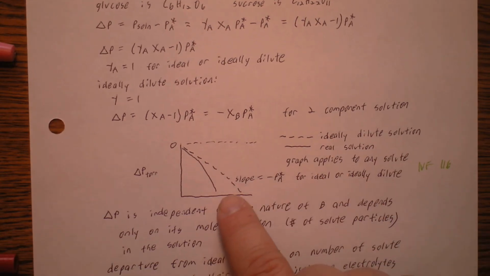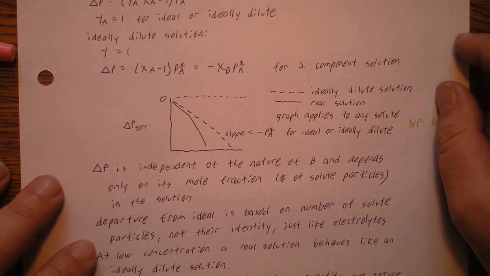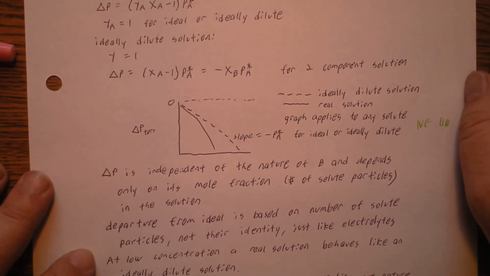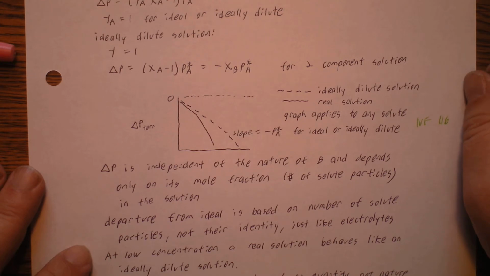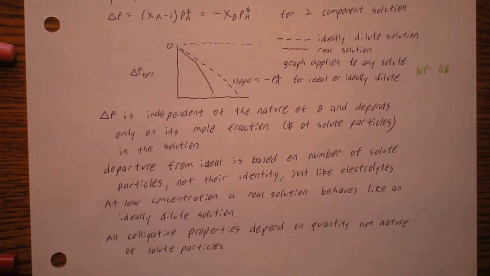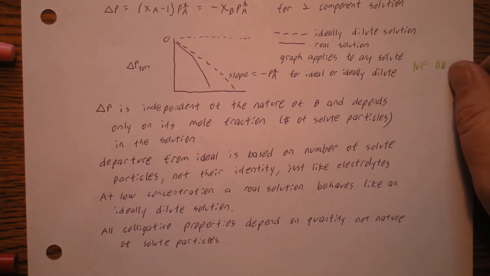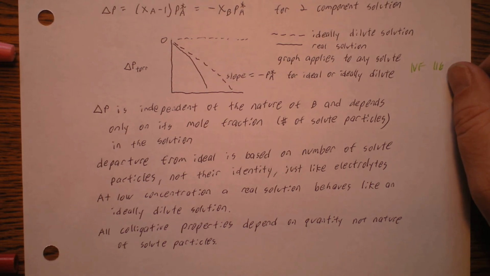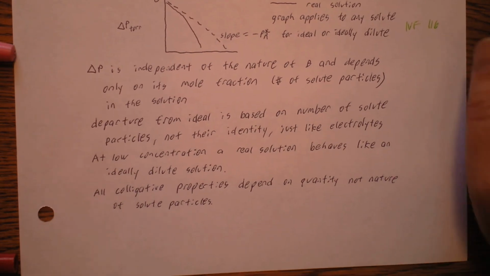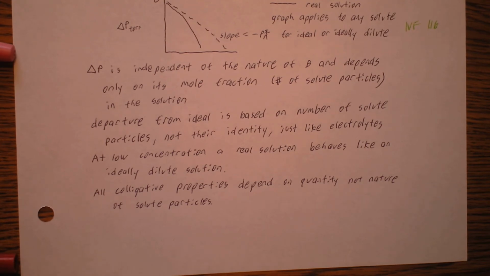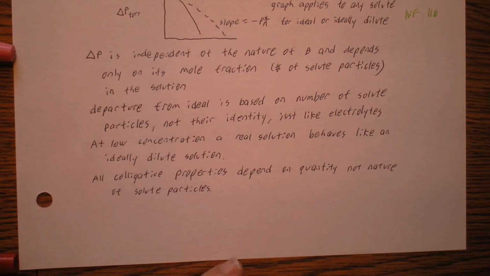So this graph applies to any solute. The change in pressure is independent of the nature of B, and it depends only on its mole fraction, the number of solute particles in the solution. Now, departure from ideal is based on the number of solute particles, not their identity, just like with electrolytes. Remember, with electrolytes, we showed how it broke into ions, and the more ions, the more deviation. At low concentration, a real solution behaves like an ideally dilute solution. All colligative properties depend on the quantity, not the nature, of the solute particles. That's all for section 2.